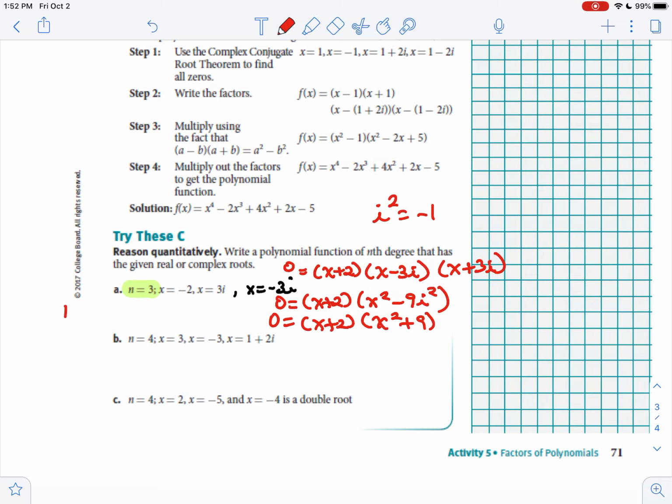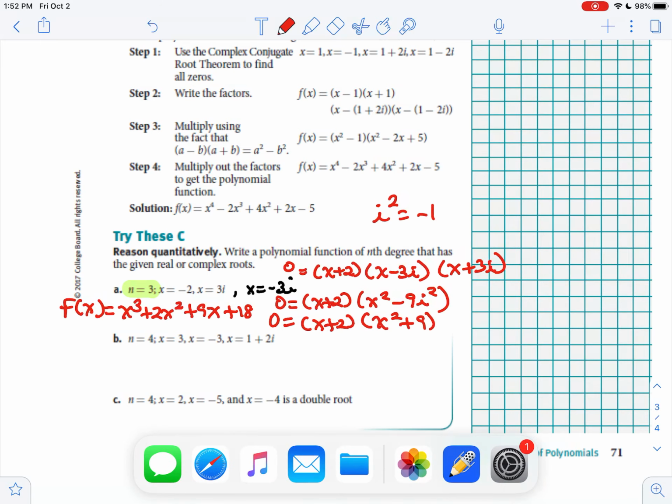Okay, now all we have to do is FOIL that out. We'll have our equation. So I'm going to put that over here. So f of x equals x to the third. If we do first times the first, then I'm going to do the inners first so it's in order. Plus 2x squared. Then the outers plus 9x. And then the last is plus 18. And that's our polynomial function, degree 3, with those 3 zeros.